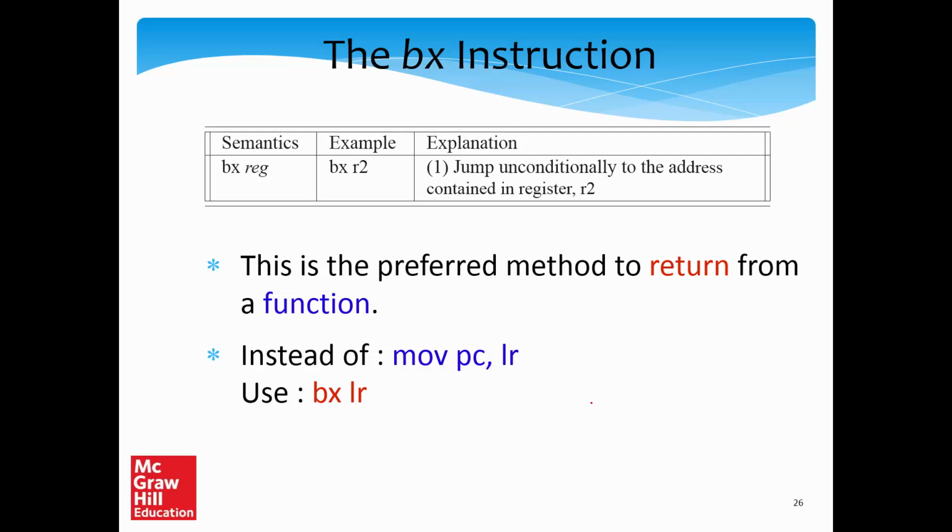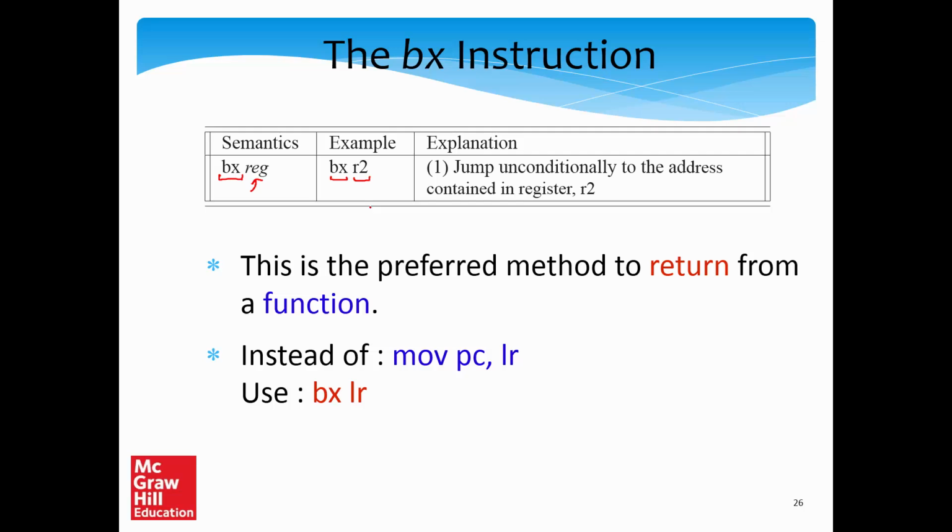So let's now take a look at another kind of instruction which is slightly easier, and nowadays programmers are preferring it. This particular instruction is called BX. BX takes a single argument, a single register. So let's say I have an instruction of the form BX R2. This means that I jump unconditionally to the address contained in register R2. I can think of this as a variant of the B instruction, an unconditional branch, but the B instruction took a label and the BX instruction takes a register.